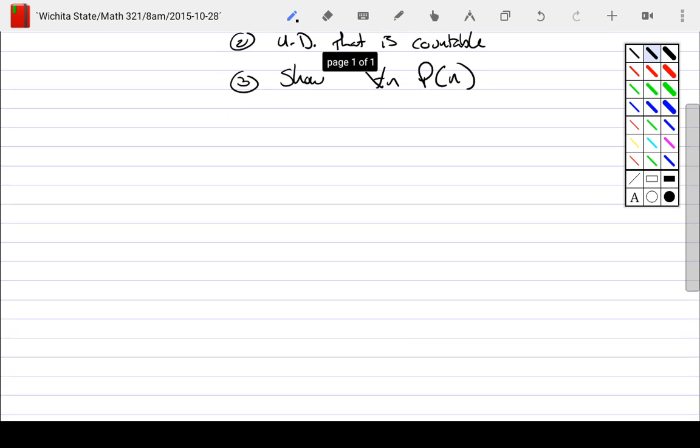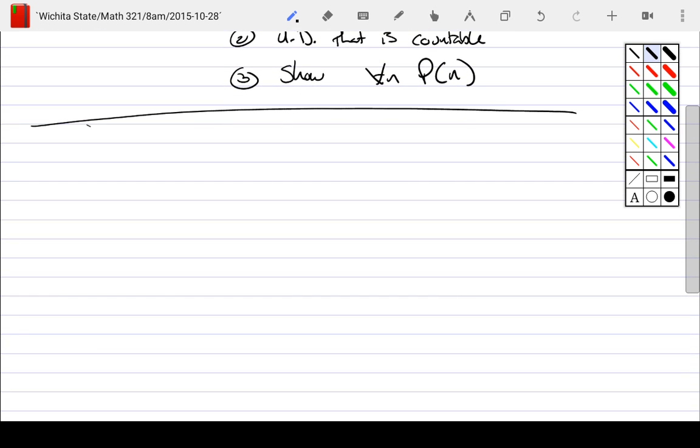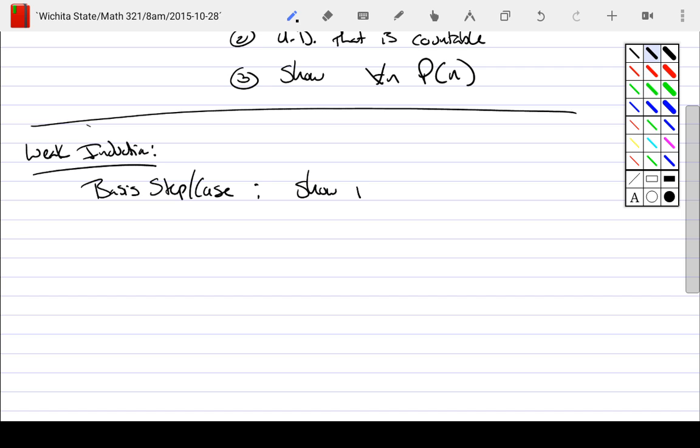The two types that we have, again, are weak induction. Induction proves for all n p of n by breaking it into a two-part problem. We have the basis step, basis case, which is simply show p of the first element is actually true. So the propositional function evaluates to true for the first element that we're looking at.